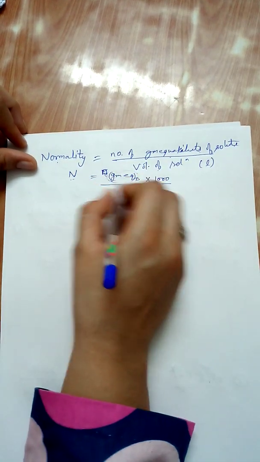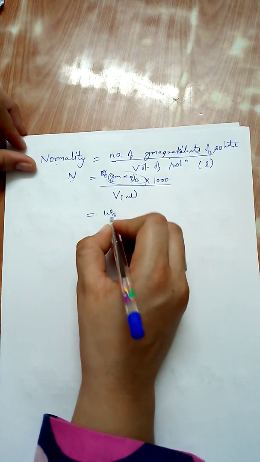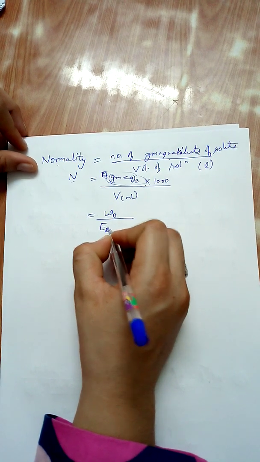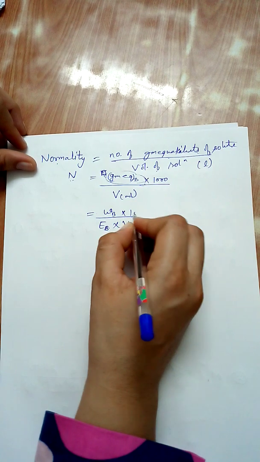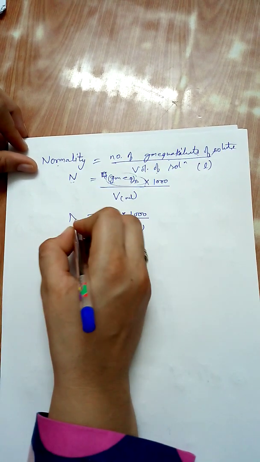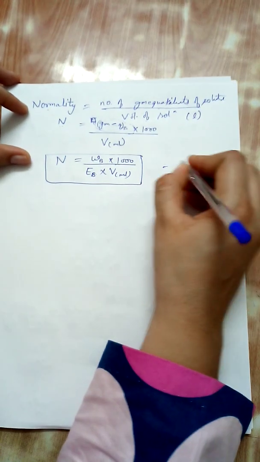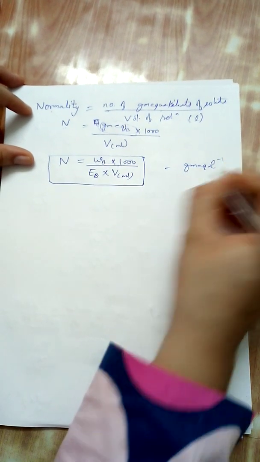Now gram equivalent is what? Gram equivalent is weight of solute by equivalent weight of solute, and this volume in ml, and this 1000. Now the formula for normality is this. Now that comes up, we will come to units. Unit will be gram equivalent per liter, or simply we can write capital N.